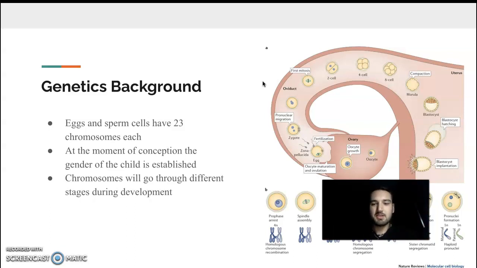As you can see on the chart on the right, we'll go through a variety of changes. We'll start with the fertilization, and it'll become a zygote. Then it'll go through the pronuclear migration all the way up to the first mitosis, and it'll keep dividing until we see the blastocyst hatching on the right, finally leading to the blastocyst implantation.